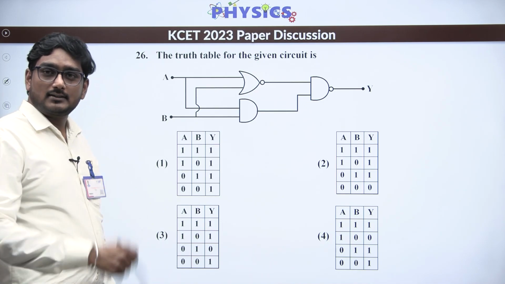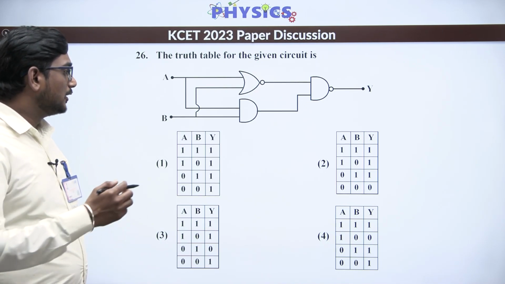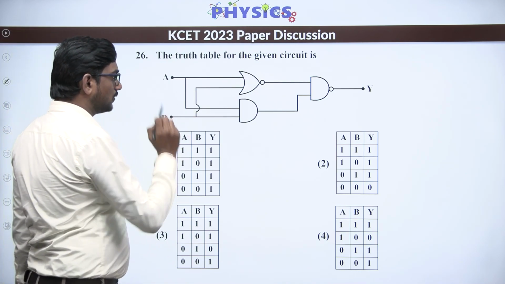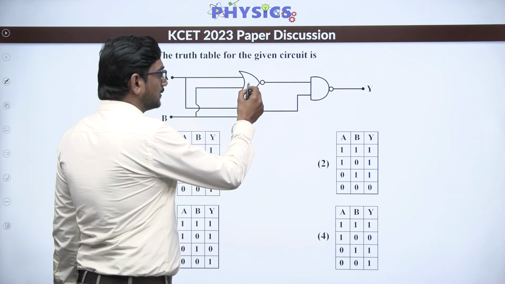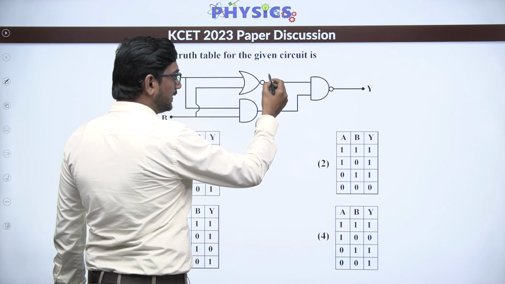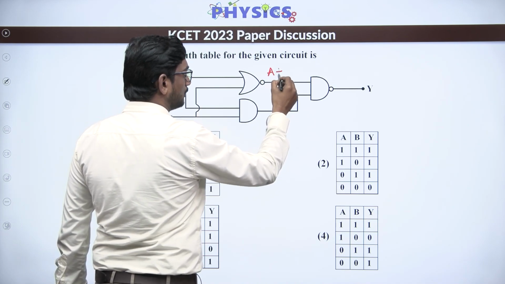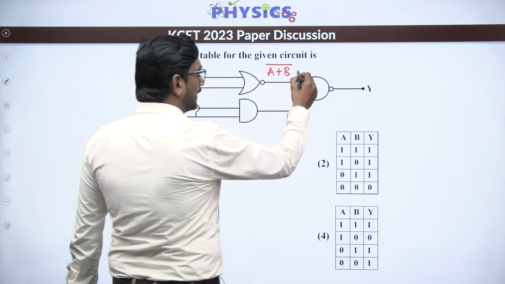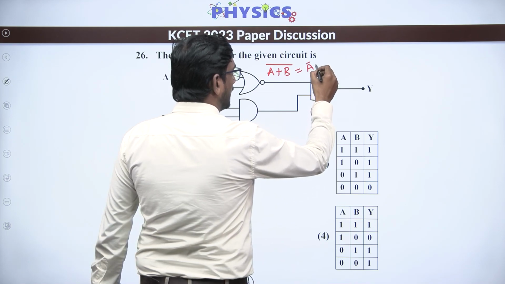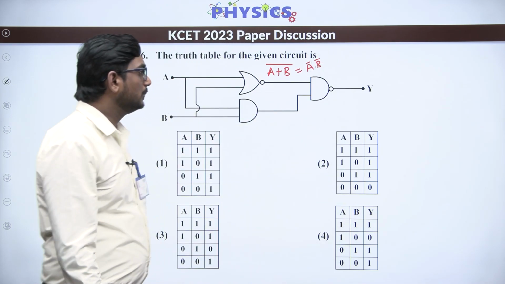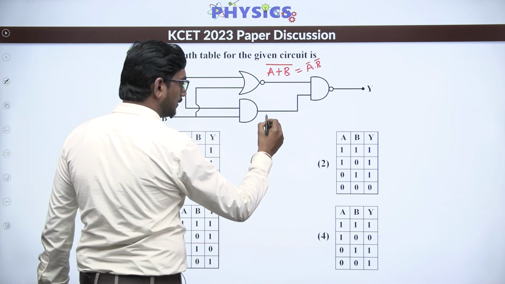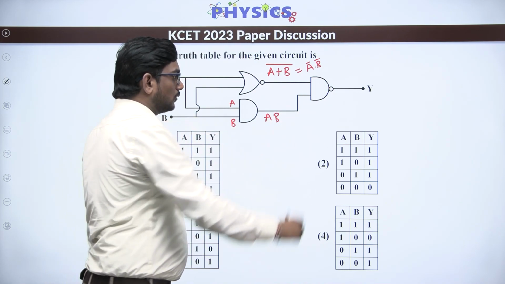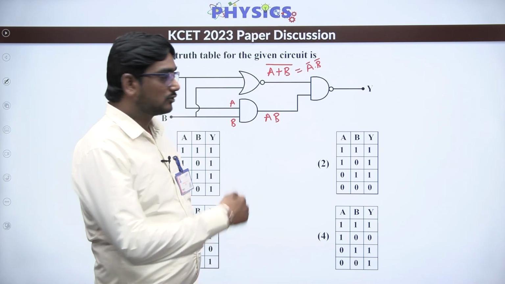Next question is, this is a diagram given to you. You have to select its correct truth table. Now this is A and this is B. This gate is a NOR gate. So what will be the output for this? It will be (A plus B) complement, right? That will be equal to A complement into B complement. And here, what is the input? This is A, this is B. So here it is AB. Now, this is your NAND gate. So what is your output?